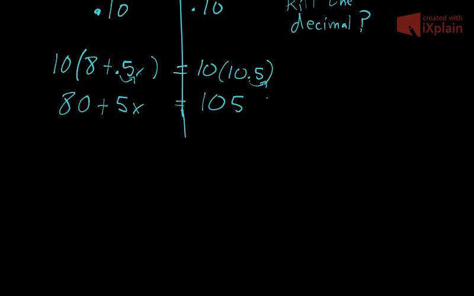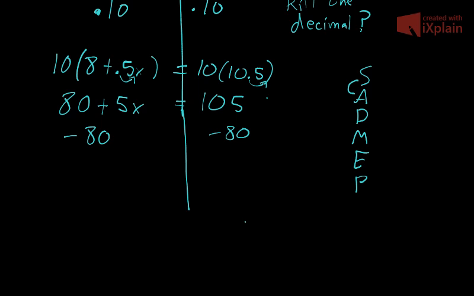So now we'll just finish this up the way we have been. I want to solve my problem in reverse PEMDAS order, which is SADMEP. So I'm going to start by looking at addition and subtraction here, and there's an addition I can get rid of. So I'm going to do that with subtraction by subtracting 80 from both sides. When I do that, the 80s cancel out over here, I end up with 5x equals 25. After I do addition and subtraction, I want to look at multiplication and division. So I'm going to divide both sides by 5. I end up with x equals 5.